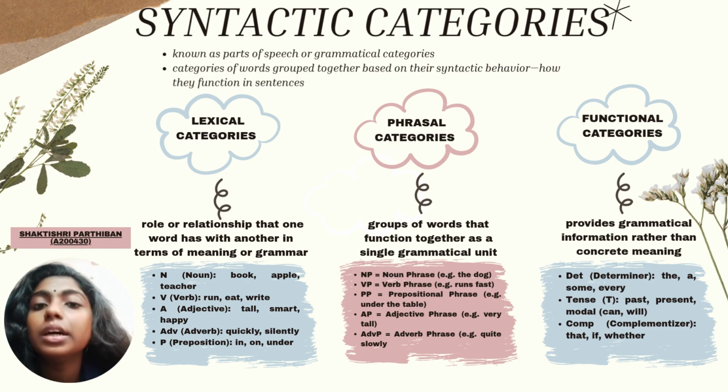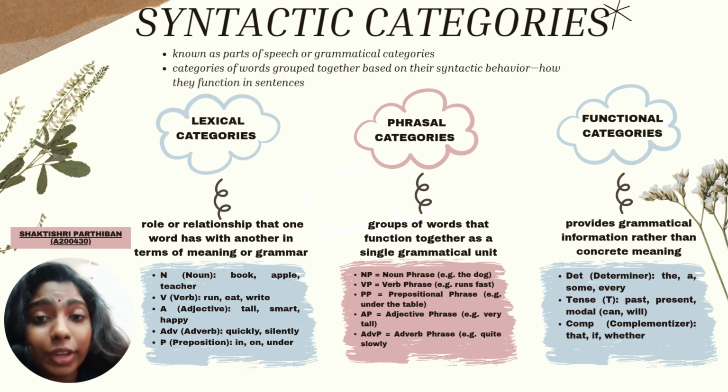Take this example. A determined artist painted quietly in the studio. Artist is a noun, painted is a verb, determined is an adjective, quietly is an adverb, in is a preposition. Each of these belongs to a different category working together to form a complete thought.